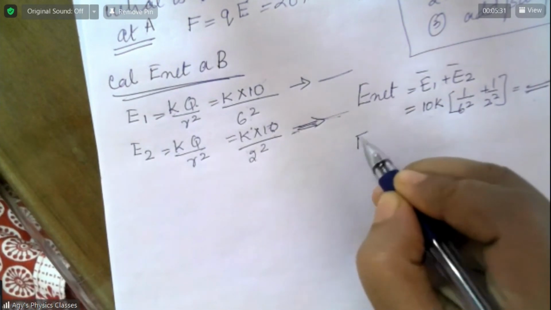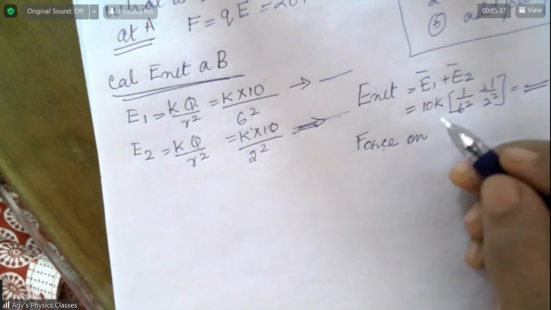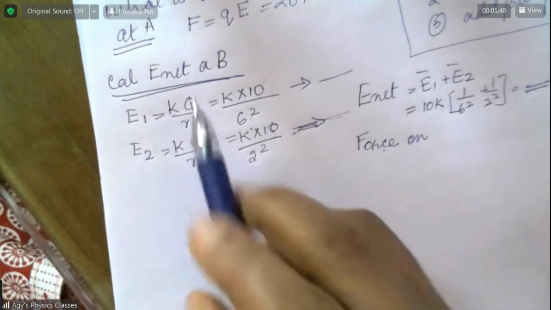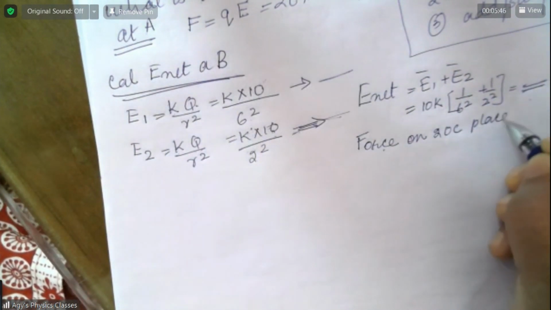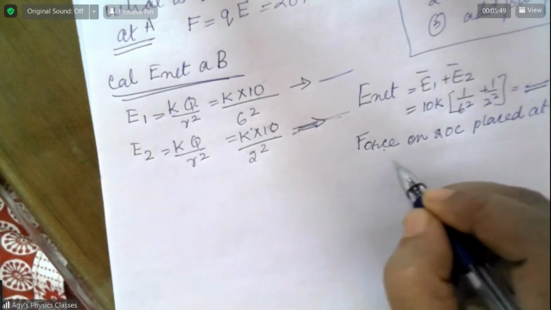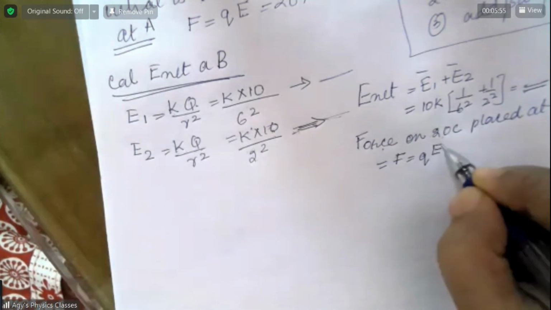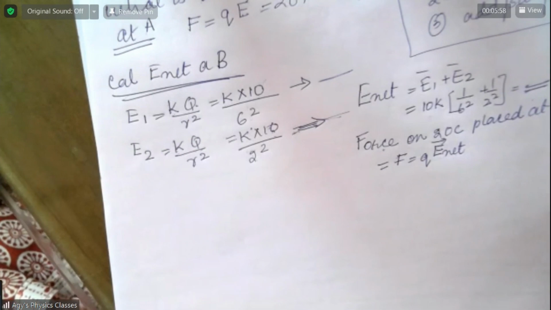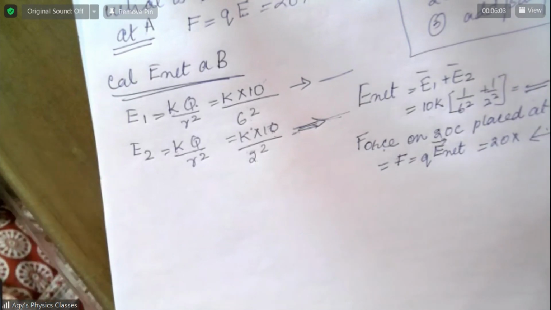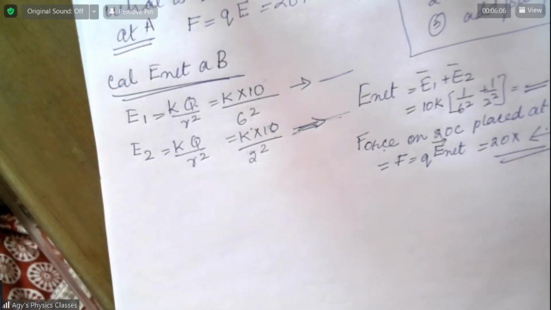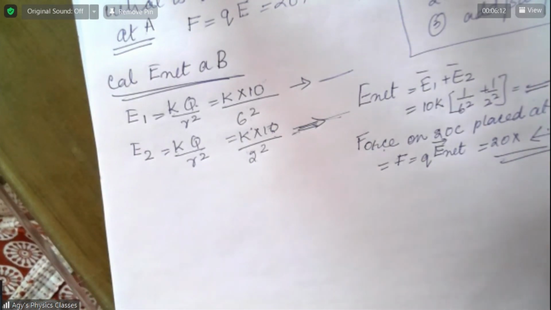Now, if they ask you what is the force on some other charge, I am placing some other charge here, say 20 coulomb. Force on the 20 coulomb placed at B: how will you find it? Force is equal to 20 into the electric field at this point, E net, which is 20 coulomb into this answer. This many newtons. This is a common question.